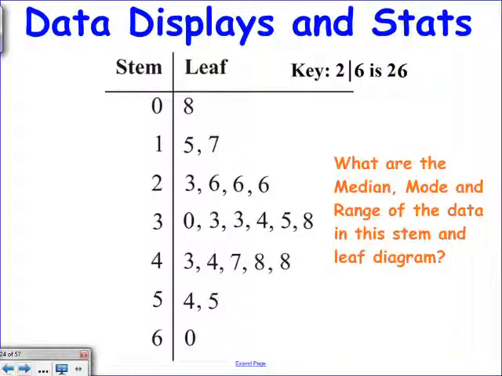Here's one for you. So that's a stem and leaf diagram. I want you to tell me the median, mode and range of that data. I'll be kind because it's on the board. 1, 2, 3, 4, 5, 6, 7. There's 21 numbers on there.